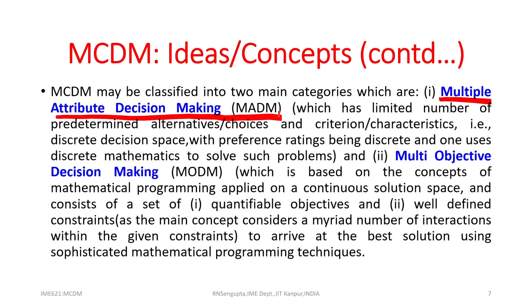Attributes means characteristic based, which has a limited number of predetermined alternatives and choices, or the criteria and characteristics, that there is a discrete decision space from which the person has to choose, with preference ratings being discrete, and one uses discrete mathematics to solve such problems. So, it is a discrete set, so they may be easy to solve, but trying to analyze the output may be difficult.